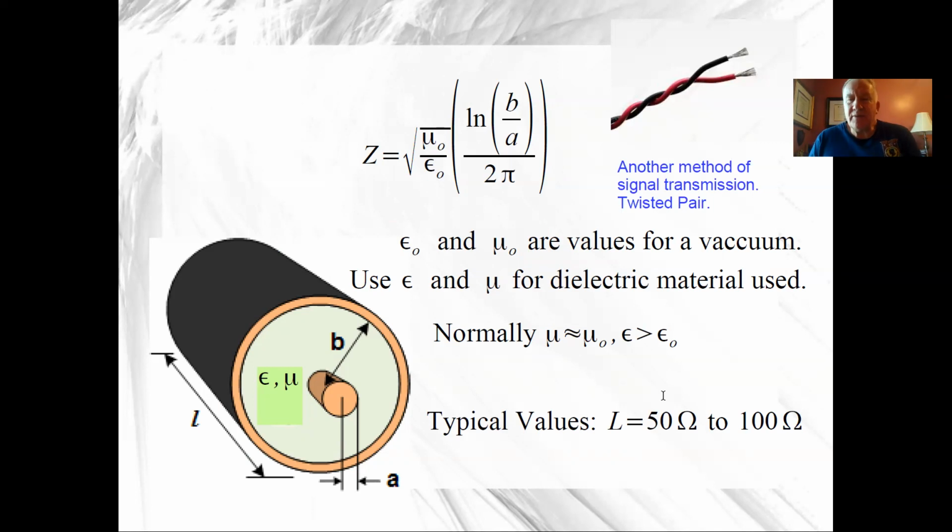By the way, there's another method called the twisted pair, where you just take two wires and twist them together. This is used a lot for things like, if you still have a telephone that's hooked into the wall that doesn't use your cable line, it probably uses twisted pair at some point. And what we find is that the impedance is about the same.